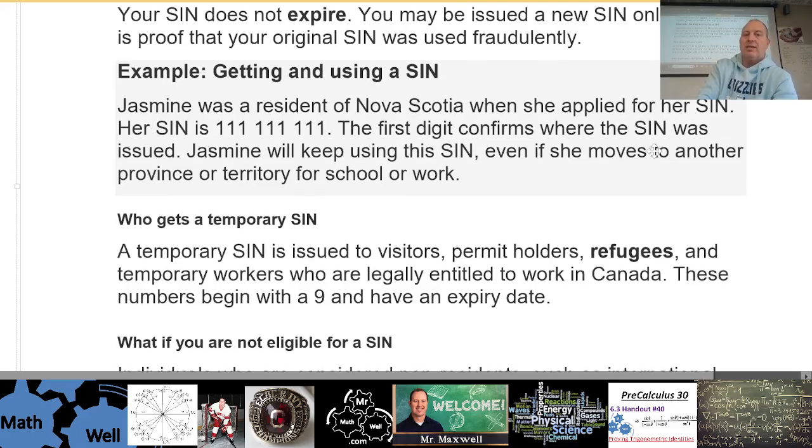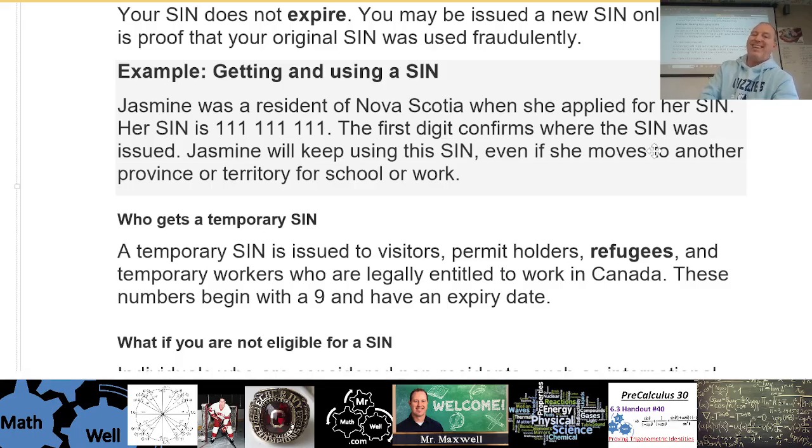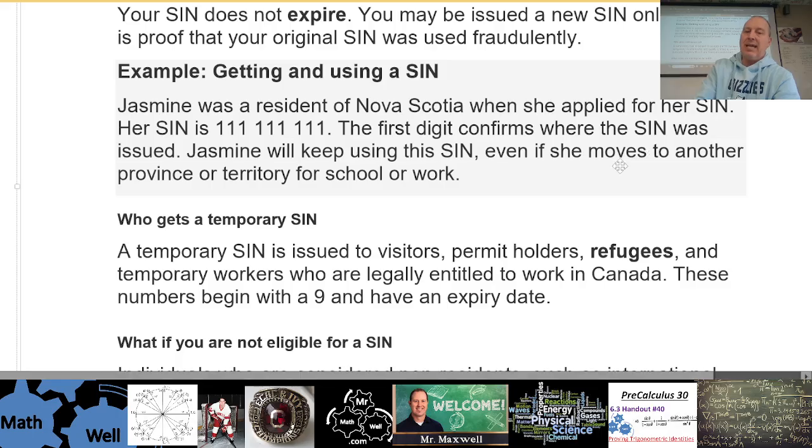Okay, who gets a temporary SIN? A temporary SIN is issued to visitors, permit holders, refugees, and temporary workers who are legally entitled to work in Canada. These numbers will begin with a 9, and they will have an expiry date. So a temporary SIN has an expiry date, and is for visitors, permit holders, refugees, and temporary workers.